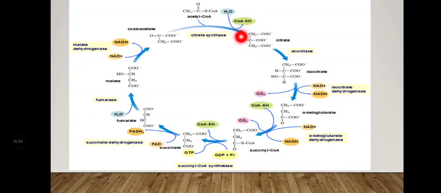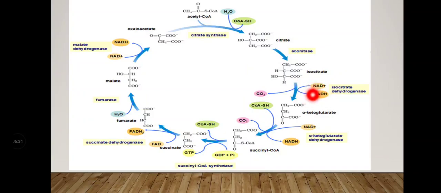Now, citrate is converted to isocitrate by the enzyme aconitase. Then isocitrate is converted to alpha ketoglutarate. What happens in this reaction is that NAD plus is used up to produce NADH, and in the process you produce carbon dioxide. So this is some form of decarboxylation reaction.